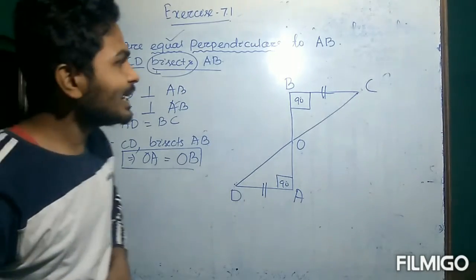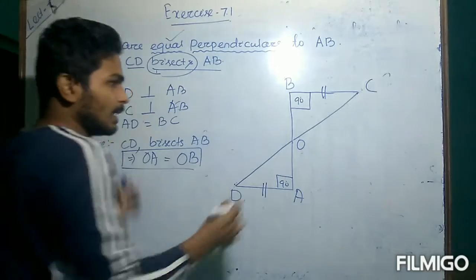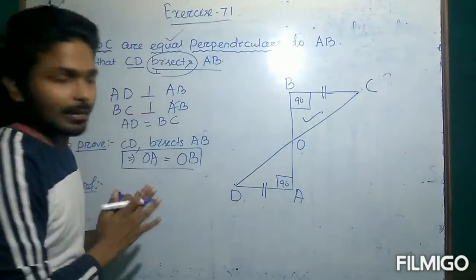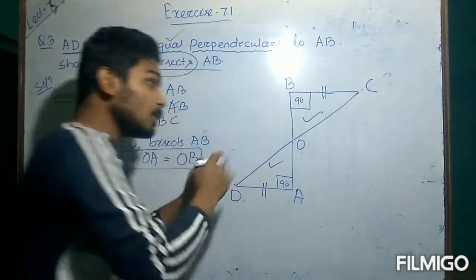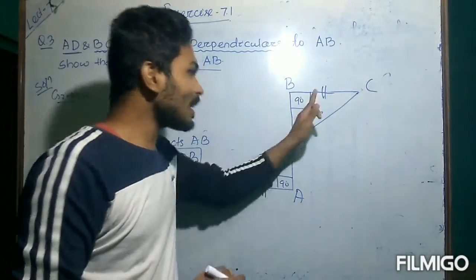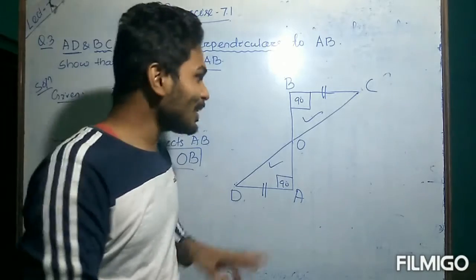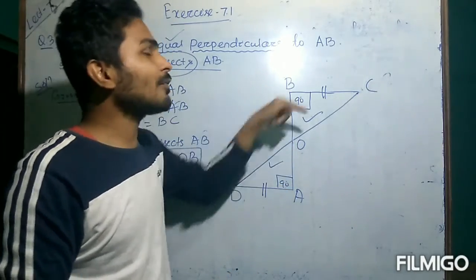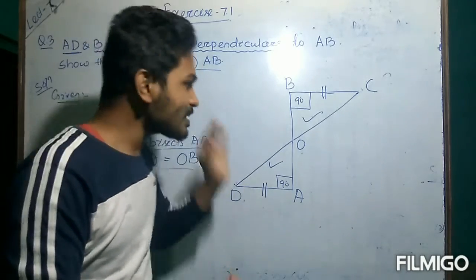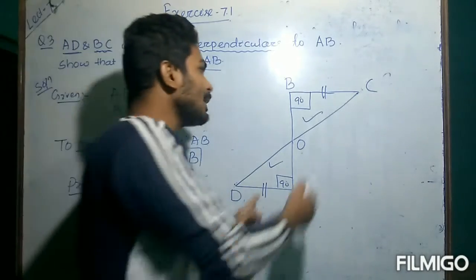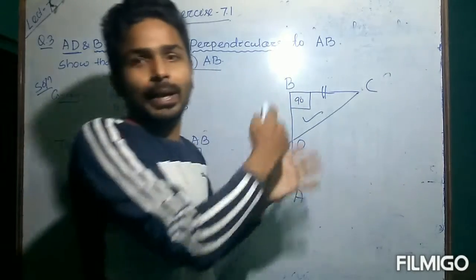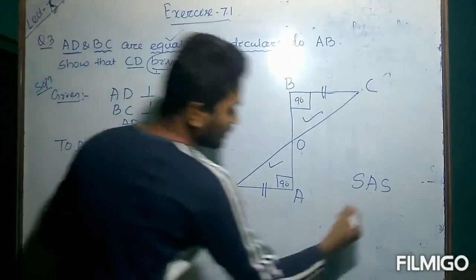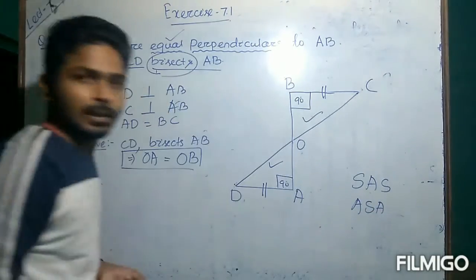In order to find it, we have to compare two triangles, triangle OBC and triangle OAD. If we compare these two triangles and if we can prove that they are congruent, then we can write that this side is equal to this side of another triangle. So our first and ultimate goal is to prove that these two triangles are congruent by using either SAS congruency or ASA congruency.